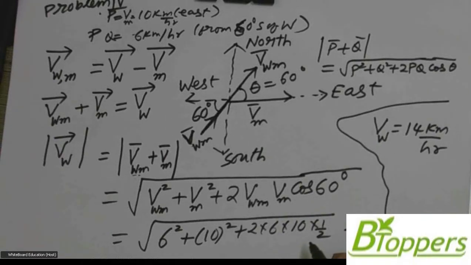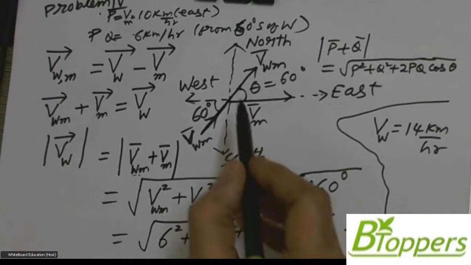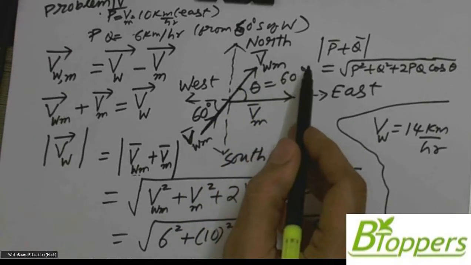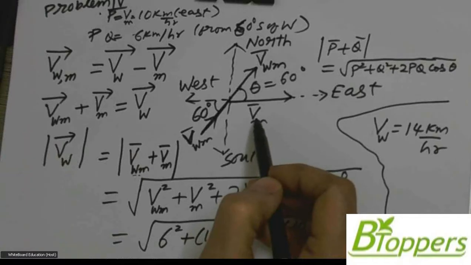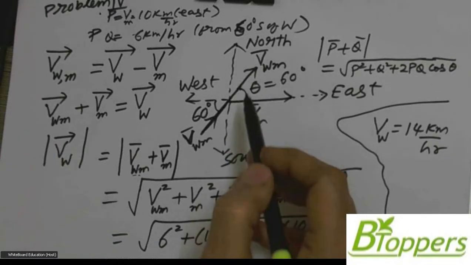Of course, in the problem I have given, I have just asked you to find the magnitude of the actual velocity of the wind. So the solution of the problem is completed. But sometimes you can be asked to find the direction of the actual velocity of the wind. In that case, you should try to complete the parallelogram with the two vectors P bar and Q bar as adjacent sides.